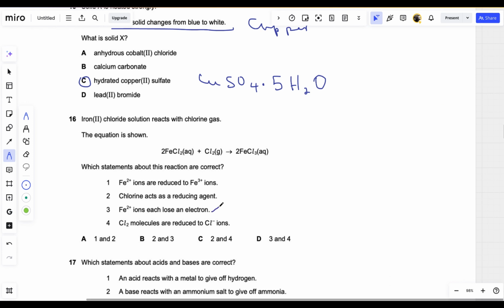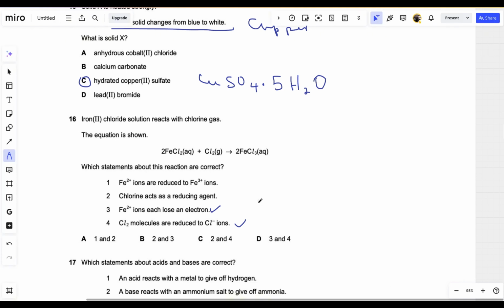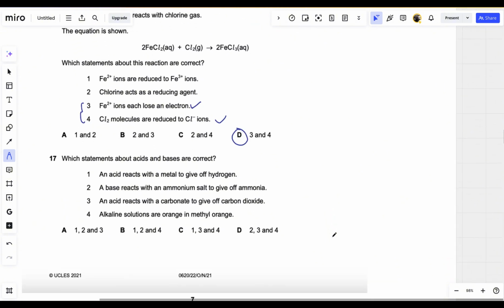So this one is correct. They lose electrons. Oxidation is the loss of electrons, right? Chlorine molecules are reduced to chloride ions. Yes, that's true. This whole chlorine molecule is now reduced to chloride ions, because it's forming a compound. So I think the two correct options are 3 and 4: chlorine molecules are reduced to chloride ions, and they lose electrons. So the right answer is D. Question 16 is D. We go to question number 17.